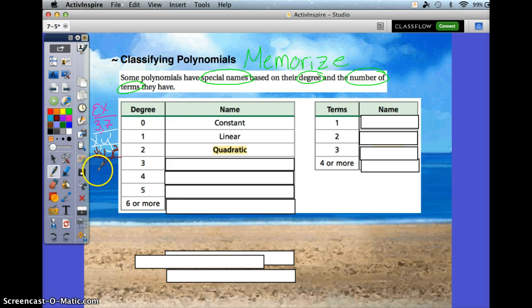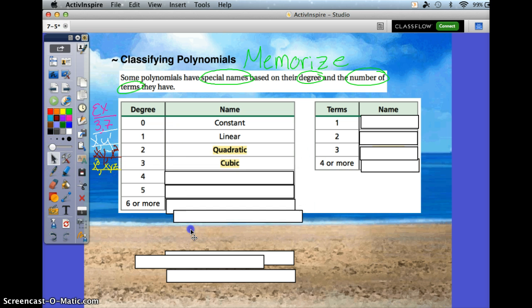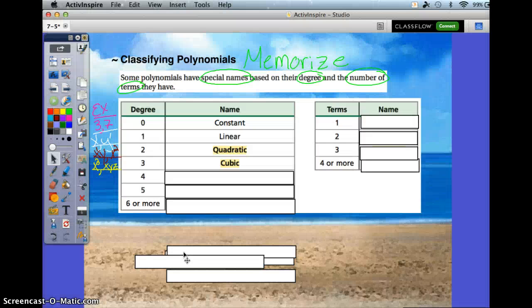If it has a degree of 3, this might be something that looks like x cubed. It might be xyz. That's going to be called cubic. If it has a degree of 4, that would be something like x to the 4th, something like that. That's going to be called quartic. Think there are 4 quarters in a dollar.